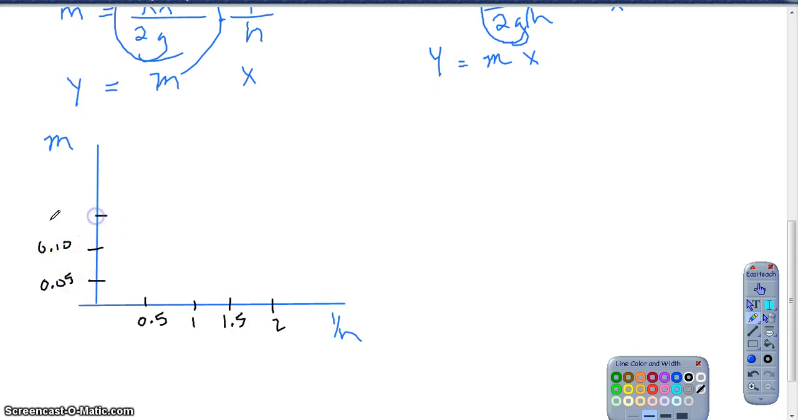And obviously the vertical axis is nice because those masses were nice and uniformly increasing, so it's easier to scale that one. But anyway, I know obviously if it was 0, it would start at 0, 0. When the mass was 0.05, it went to 1 over the height of 0.48. When the mass was 0.10, it was almost at 1, so it was about 0.9.